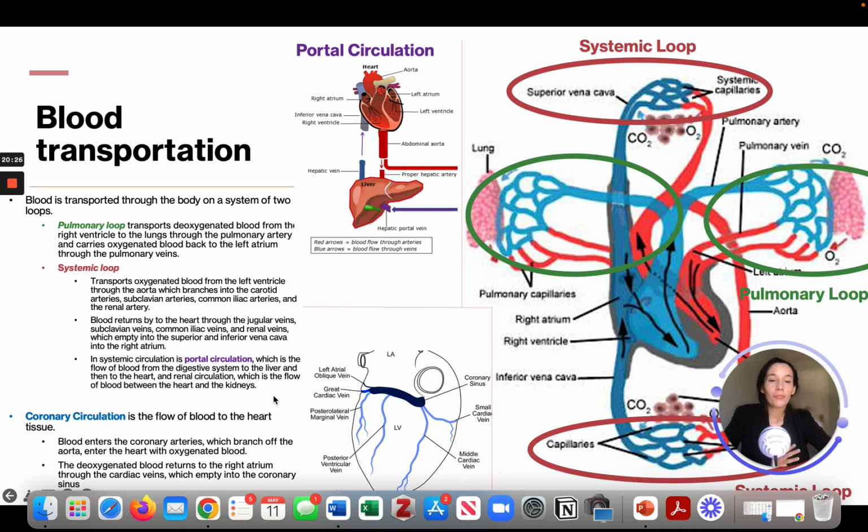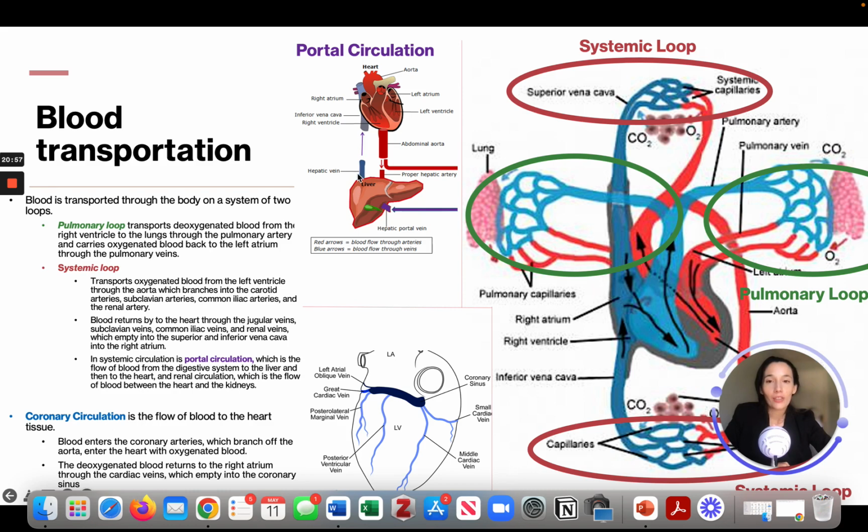So all this is saying is that you have the pulmonary loop, which is going to the lungs, getting that deoxygenated blood oxygenated and bringing it back into the heart. The other type of loop is the systemic loop. So it's going from the heart into the entire body, all those systems, the entire body, and then back up into the heart. All of these different things. So this portal circulation, we can see that up here.